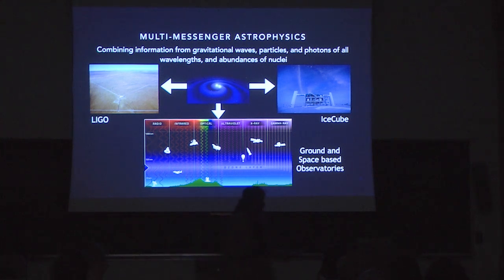Observatories that measure light, both ground-based ones and the observatories that are in space, try to track basically everything from radio waves to gamma rays coming to us from the universe.